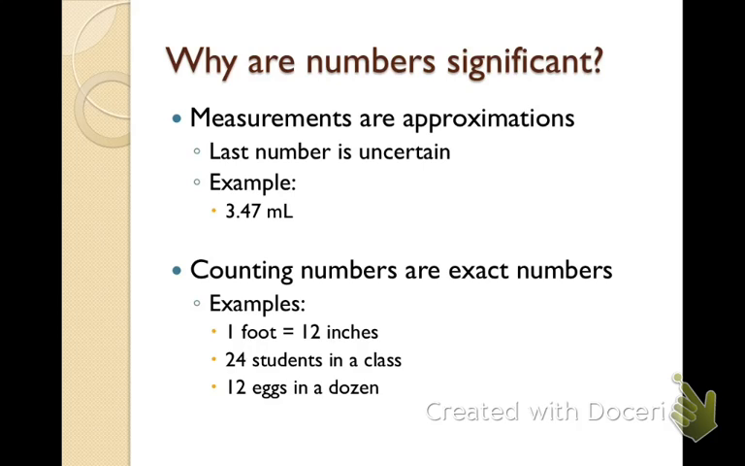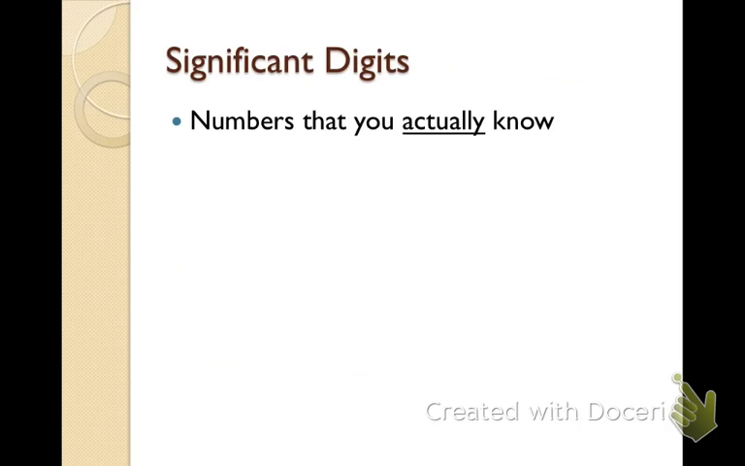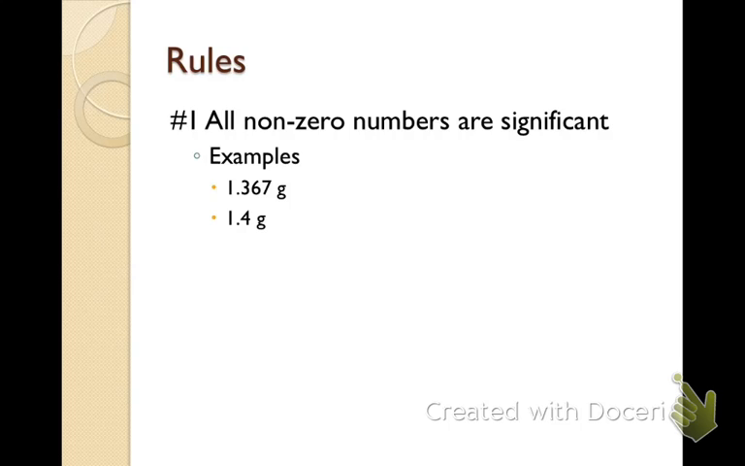Measurements are approximations. So we have the example 3.47 milliliters. The last number, that 7, is the approximation. The 3.4 should be pretty much exact. The second type of numbers are counting numbers. They're exact numbers. So we know that a foot is equal to 12 inches, that there can be 24 people in a class, or 12 eggs in a dozen. We would never say that we have 24.00000 students in a class. It's just 24. So significant digits are digits that you actually know in a value.